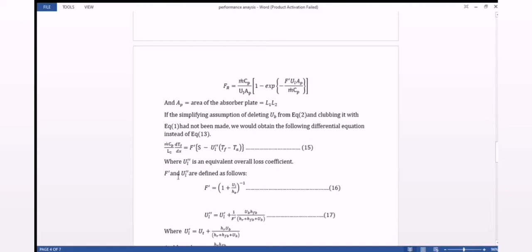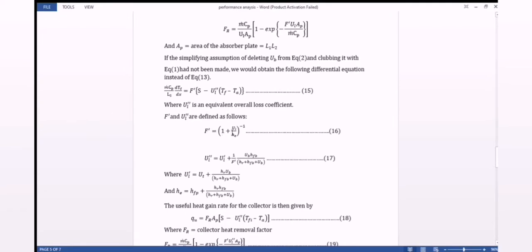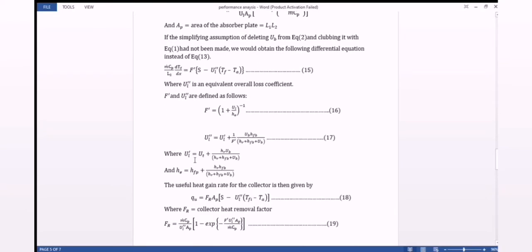F dash and UL double dash are defined as F dash is equal to 1 plus UL divided by He, all raised to minus 1. UL double dash is equal to UL dash plus 1 by F dash into UB HFB divided by HR plus HFB plus UB, where UL dash is equal to UT plus HR UB divided by HR plus HFB plus UB, and He is equal to HFB plus HR HFB divided by HR plus HFB plus UB.